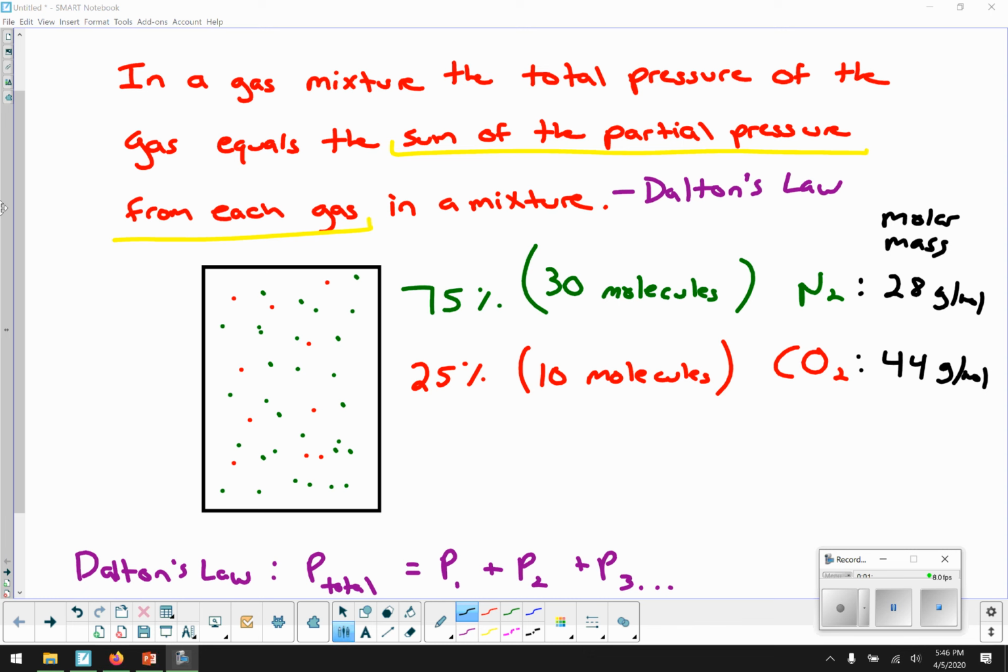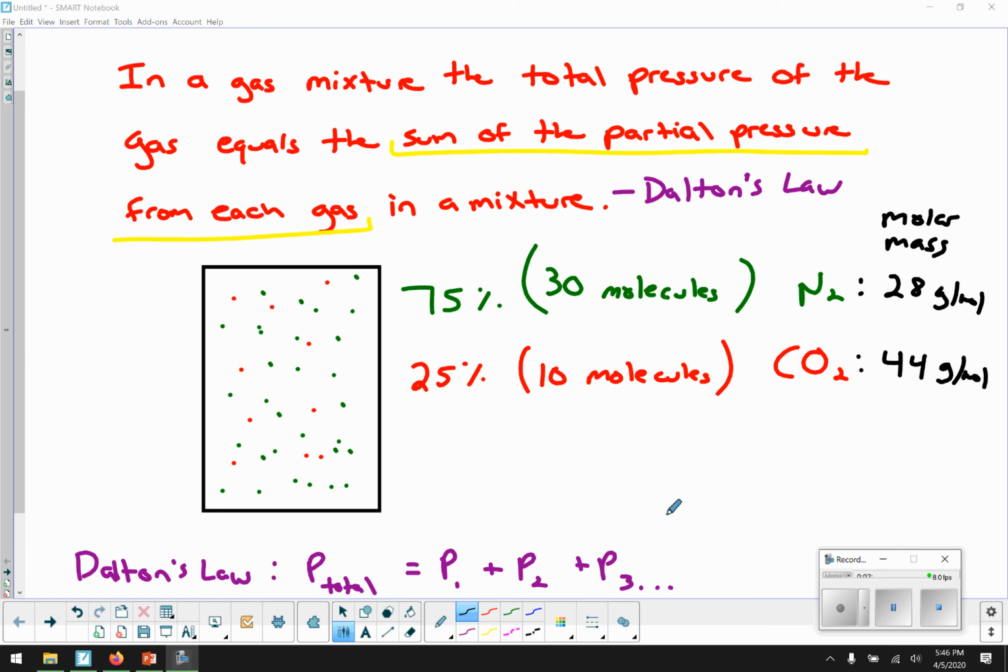So in a mixture, each gas gives off a certain pressure. So in the atmosphere, it's about 70% nitrogen and 20% oxygen. So of our total atmospheric pressure, which is 101.3 kilopascals, about 70% of that, or about 72 kilopascals, I think, is from nitrogen. And about 20% of that, which is like 21 kilopascals, is from oxygen. So based on how much of the gas is in a mixture, that's the percentage of pressure it gives off.